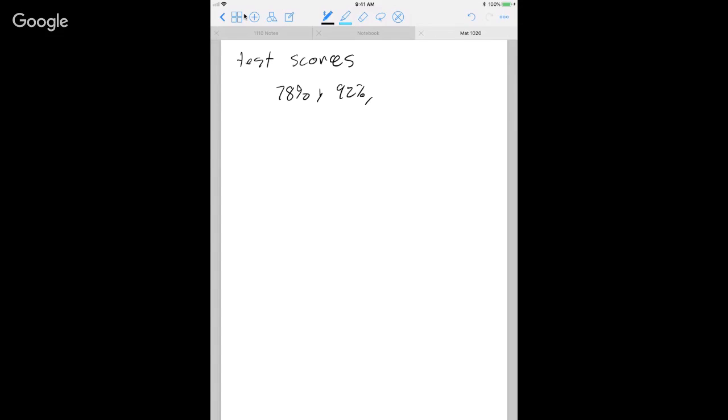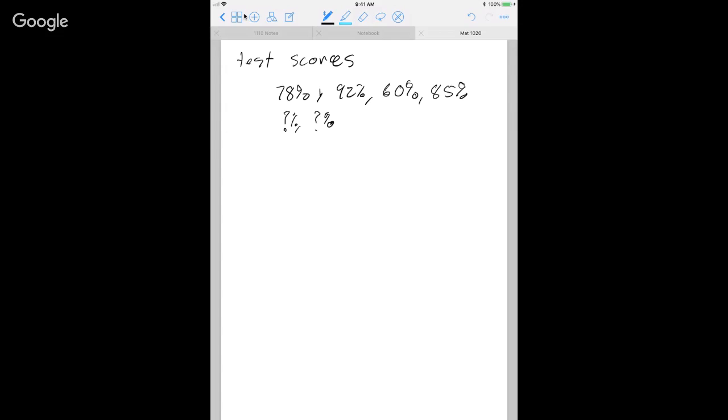92%, 60%, whoops, and 85%. And then two that we just don't know what they are. There's some percent, but we don't know what they are. Well, what we do know is we want the average to be greater than or equal to 82%, right? So let's set that up. What does that look like?